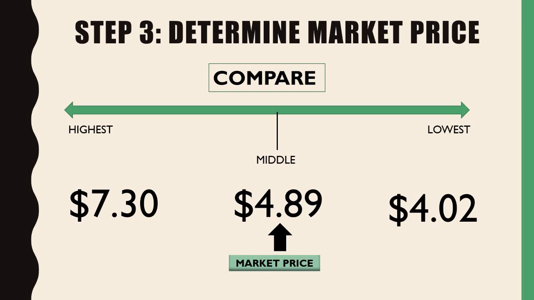But in this case, we compare the 3 numbers, we put them on a number line from highest to lowest, and we determine which is in the middle. In this case, by determining the value, 4.89 is in between my 7.30 and my 4.02. So that means this number right here, my replacement cost, becomes my market price, okay?